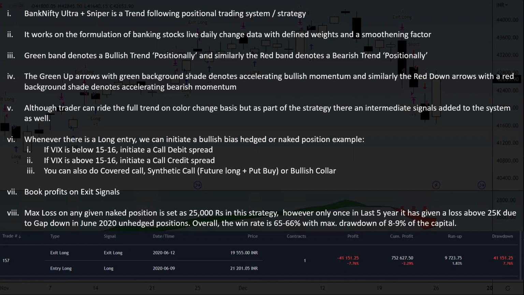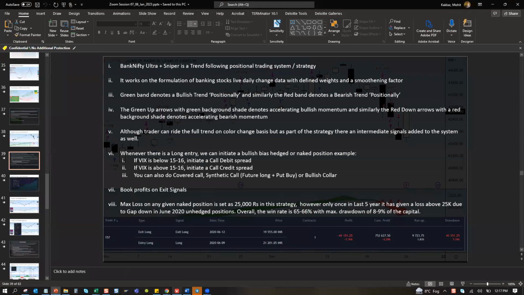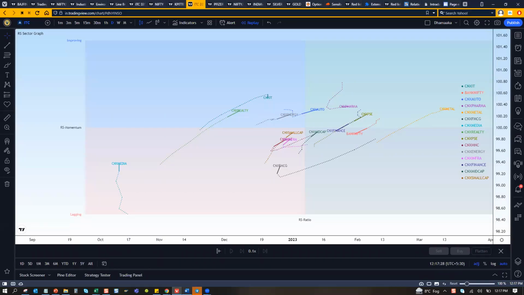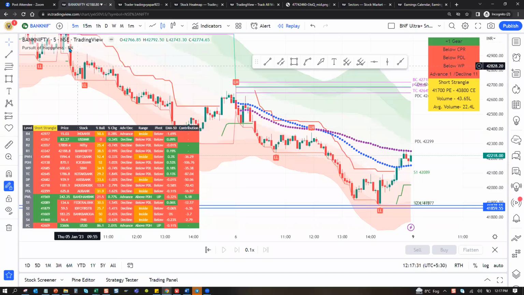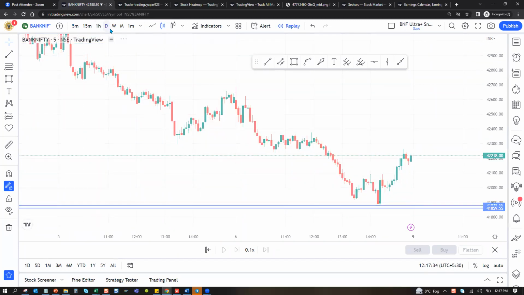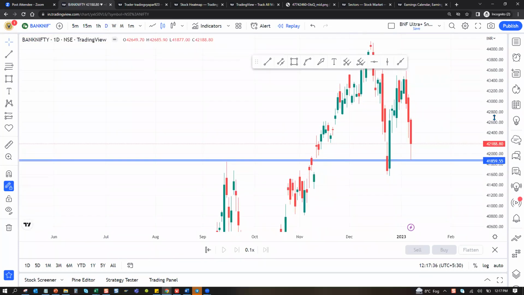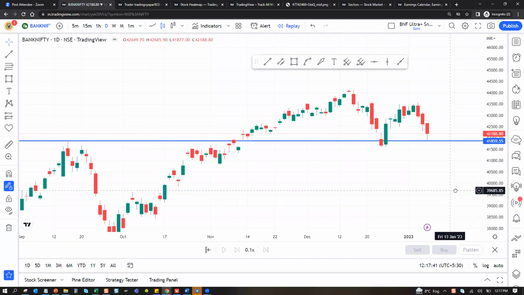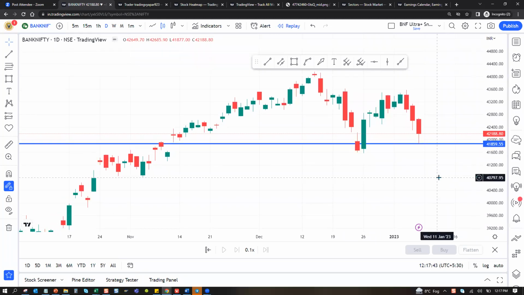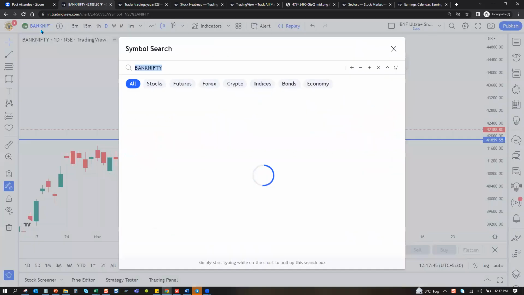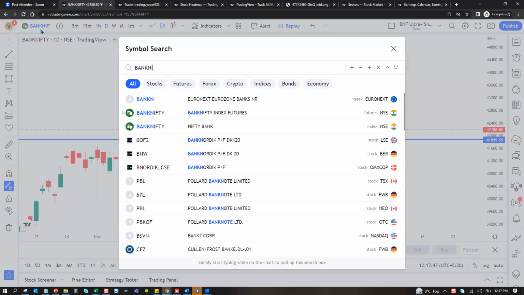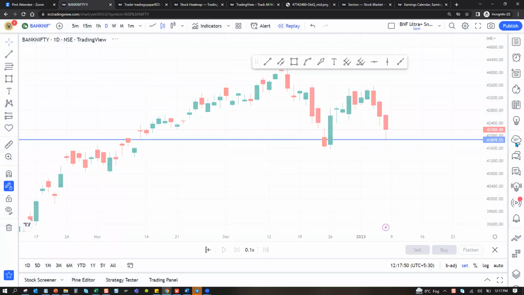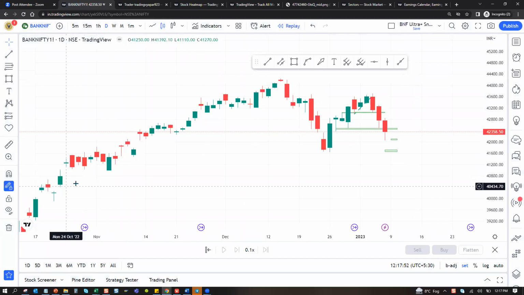Now I'll tell you how to do this if you are trading it. Let's jump into the system. I'll get rid of this one. And since it is positional, we'll only look at the daily time frame. So this is the daily time frame for Bank Nifty. We need to look at futures since we trade futures. So I'll hide all of these plottings.